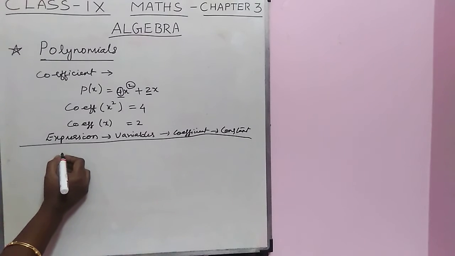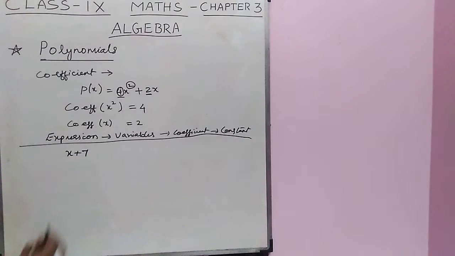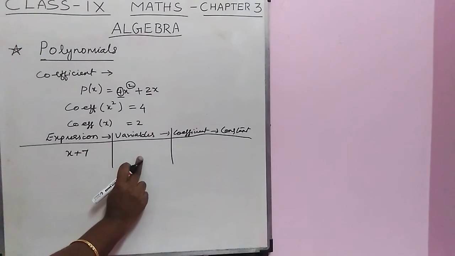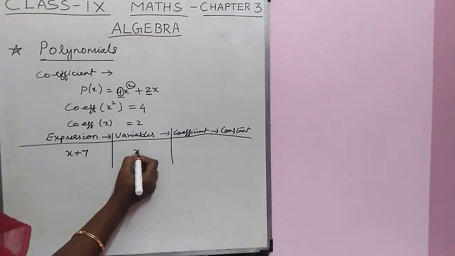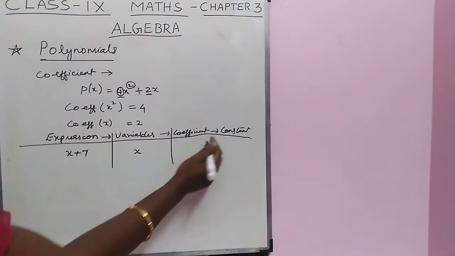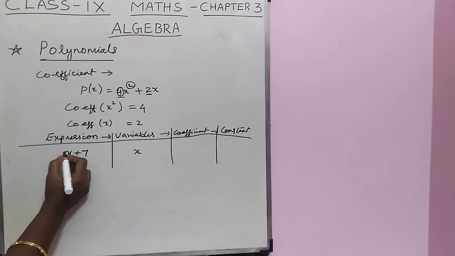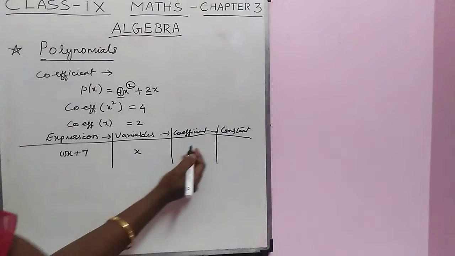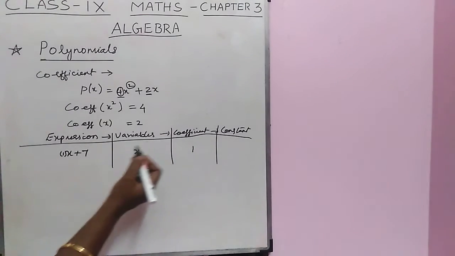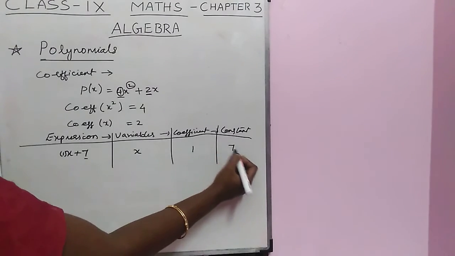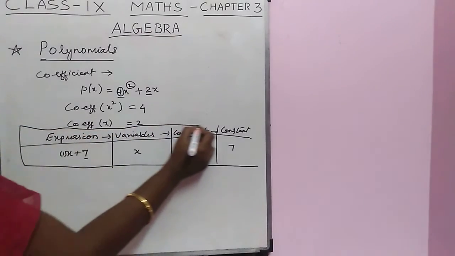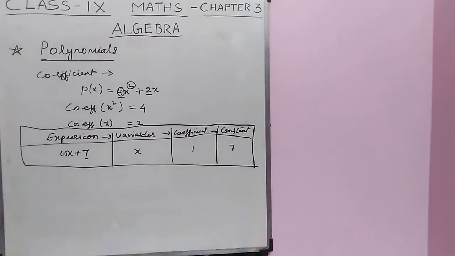For example, I will write you the expression. x plus 7 is the expression. What are the variables here? x is the variable. And what is the coefficient of x? What is near the x? If nothing is there, it is called 1. So 1 is the coefficient. What is the constant term here? It is 7. So this is how you have to find the variables, coefficient and constant for an expression.